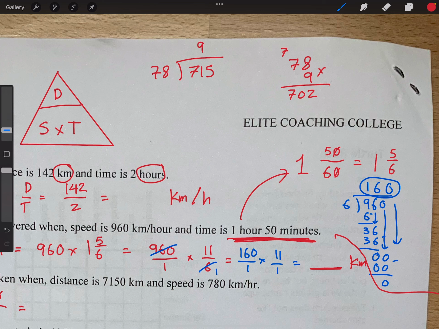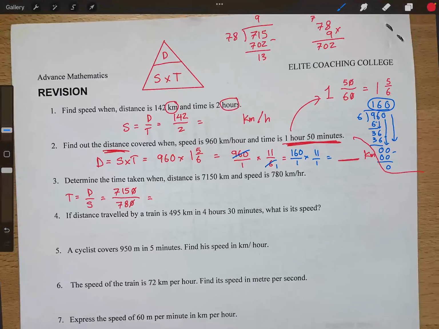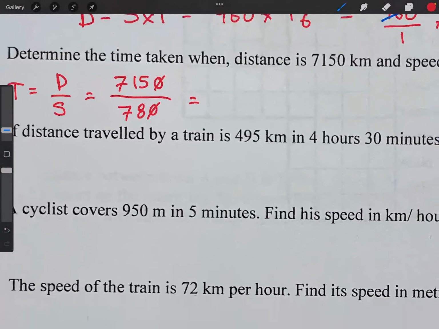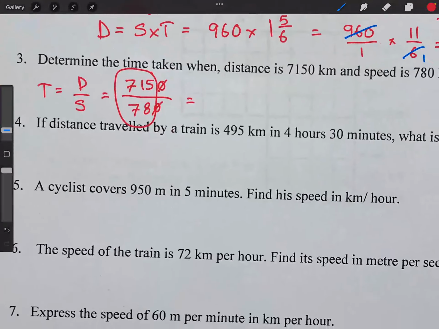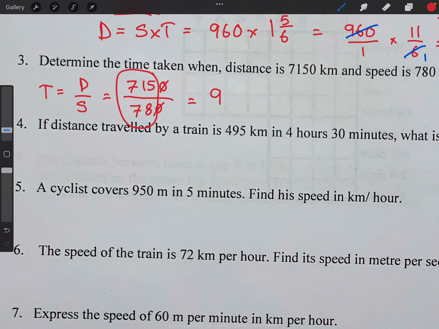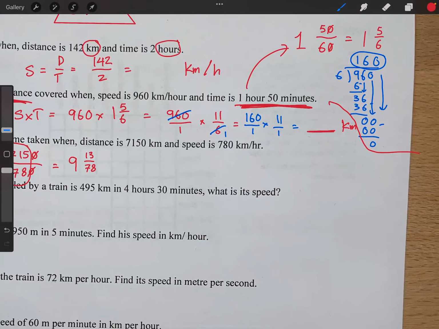9 will be the closest, and that will be 702. Take it away, and you will get a remainder of 13. Okay, let's divide it without decimal. Let's just divide it like this. So the answer, let's change this one from an improper fraction into a mixed numeral. So you're going to get 9. 78 goes into 715 9 times with a remainder of 13. 13 over 78. Now I believe 78 can be divided by 13 actually. So let me have a look.